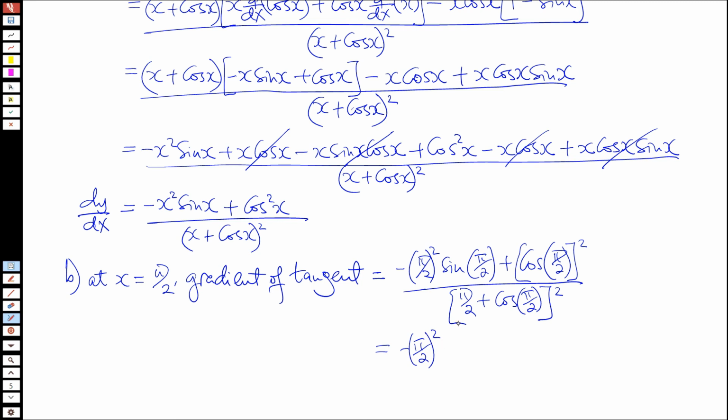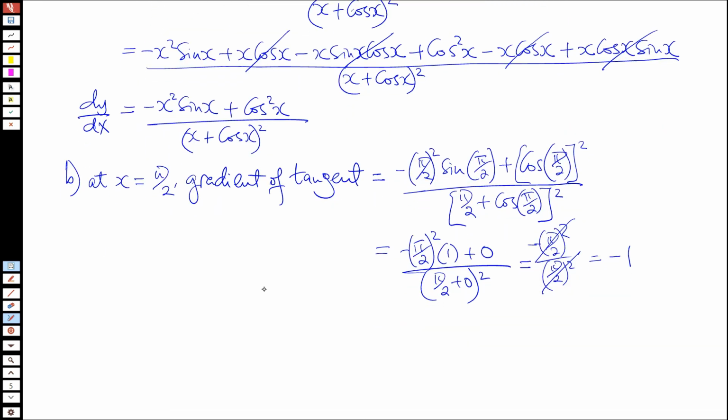So this means that this will be equal to negative pi over 2 squared multiplied by 1 plus 0, over pi over 2 plus 0 squared, and this will be equal to negative pi over 2 squared over pi over 2 squared. The negative stays, this cancels, so this will be equal to negative 1. So the gradient of the tangent at x equals pi over 2 will be negative 1.